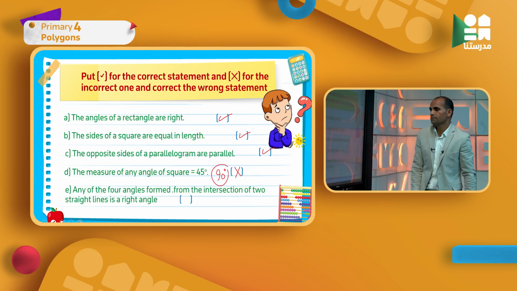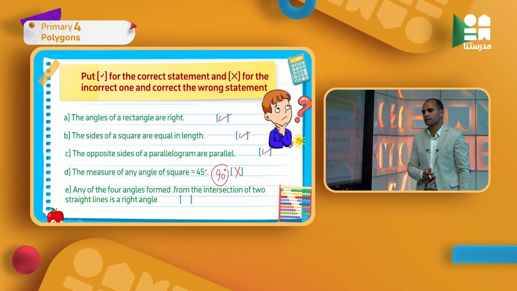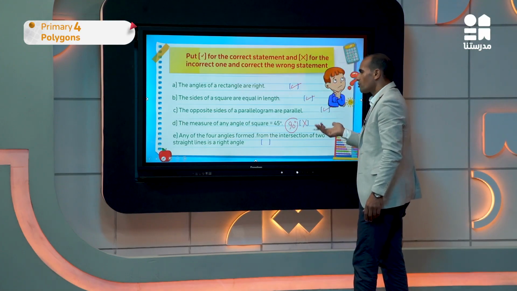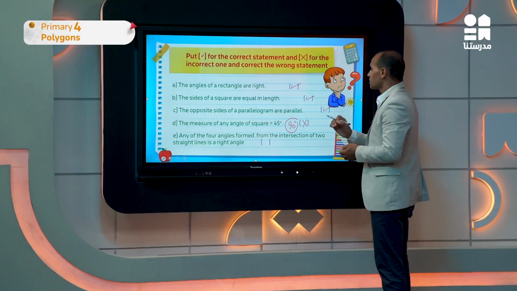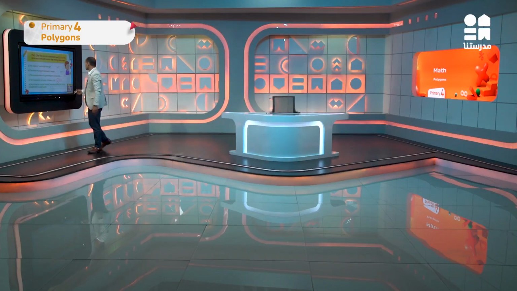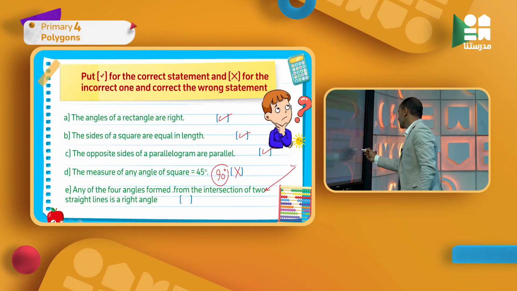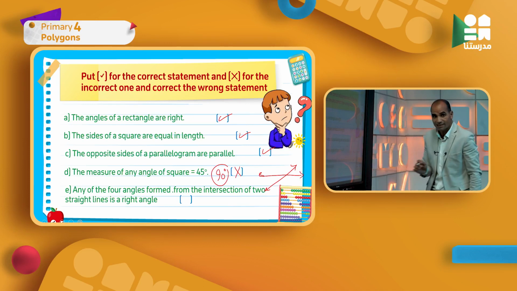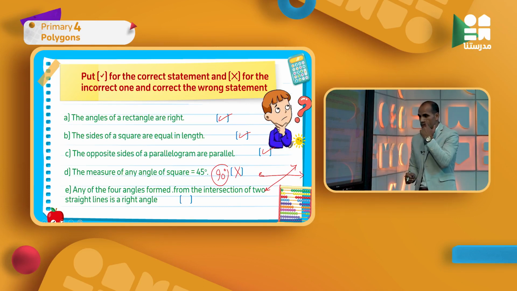Okay. The next here: any of the 4 angles formed from the intersection of 2 straight lines is a right angle. Again, any of the 4 angles. احنا عندنا 4 angles formed from what؟ بيتكونوا من ايه؟ The intersection of 2 straight lines. If we have 2 straight lines like this, احنا دلوقتي عندنا يا اولاد 2 intersecting straight lines. Is this angle a right angle? Of course not. Is this angle a right angle? Of course not. This is acute and this is obtuse.